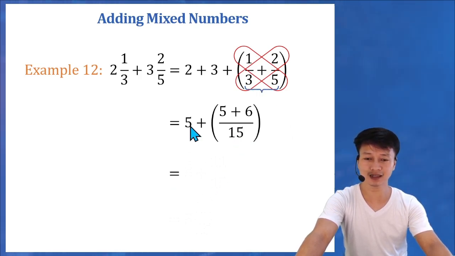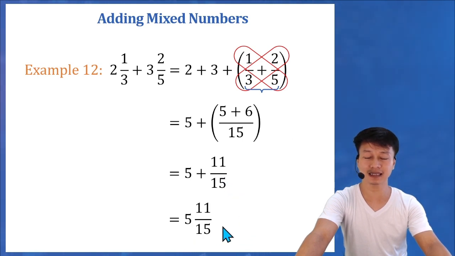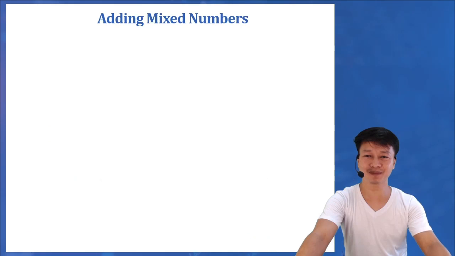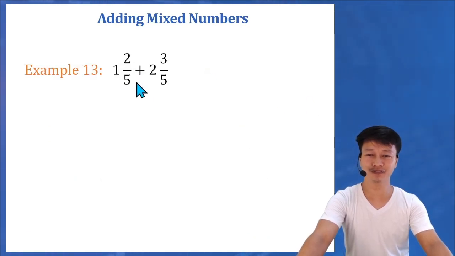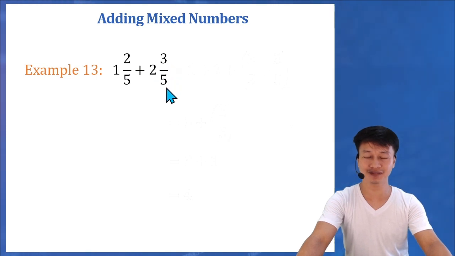And then simplify natin, bring down 5 plus, what is 5 plus 6? Of course, that is 11 over, copy the common denominator which is 15. And therefore, our answer now, 5 plus 11 over 15 is 5 and 11 over 15. O diba? Madali lang naman. Okay, so next, another example of adding mixed numbers. We have 1 and 2/5 plus 2 and 3/5.